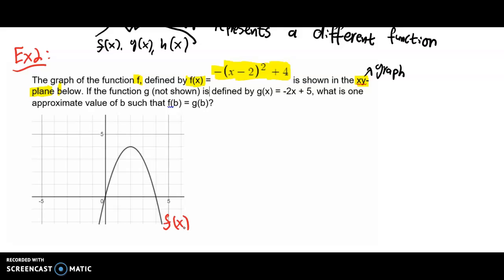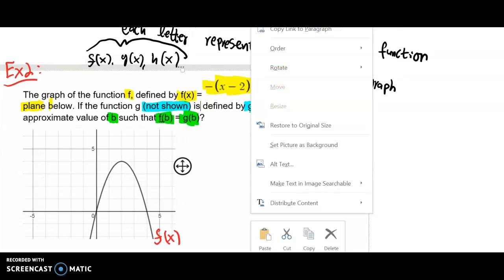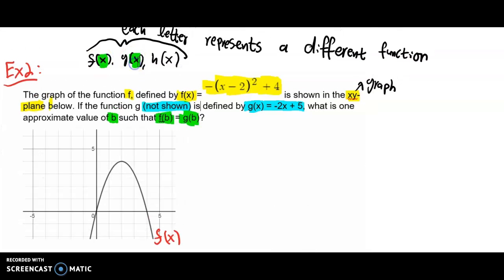Okay. If the function g not shown is defined by g of x equals negative 2x plus 5. So here's my g. It's not shown. That means I'm probably going to have to graph this myself. And then it says, what is one approximate value of b such that f of b equals g of b? So remember, these are originally f of x's and g of x's. So what do we know about what this is asking us? The first thing we know is that b is an x value.